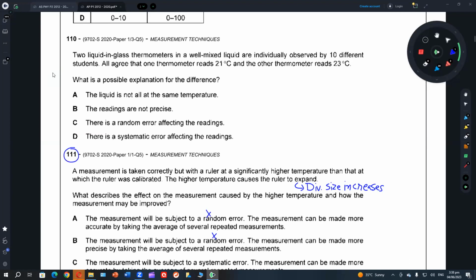Two liquid in glass thermometers in a well-mixed liquid are individually observed by 10 different students. All agree that one thermometer reads 21 and the other thermometer reads 23. What's the possible explanation for the difference? The liquid is not all at the same temperature, but he says well mixed.